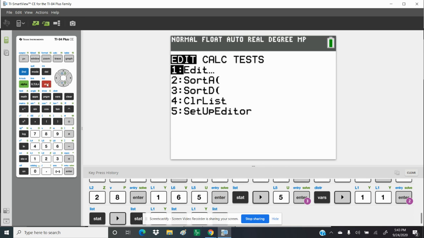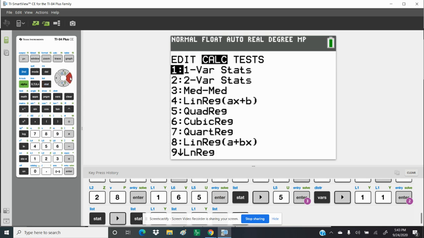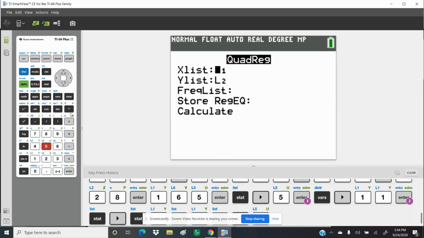So you're going to go to Stat, Calc. We want a quadratic regression, so you're going to go to 5. And you're going to hit enter until you get to this store reg equation. You want to be able to put your equation into your calculator so that you're not rounding all of those terms. So you're going to go to this VARS button right here.